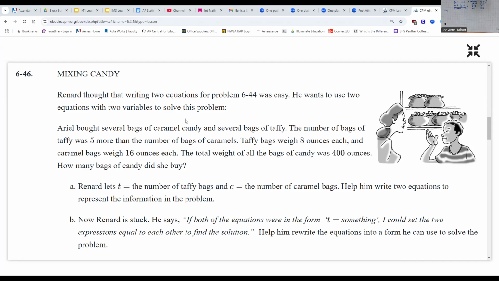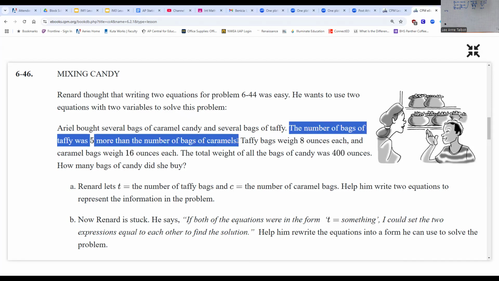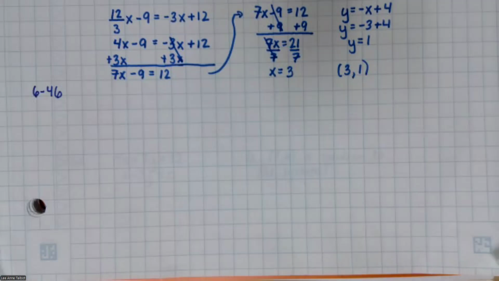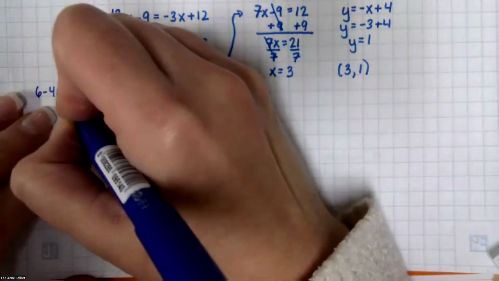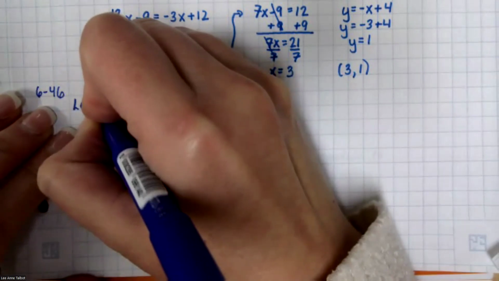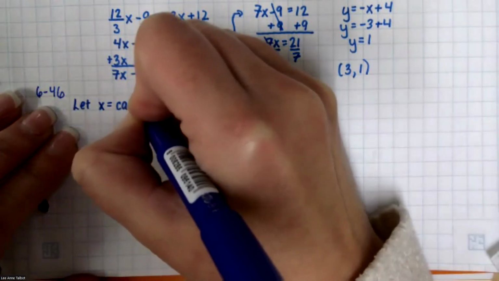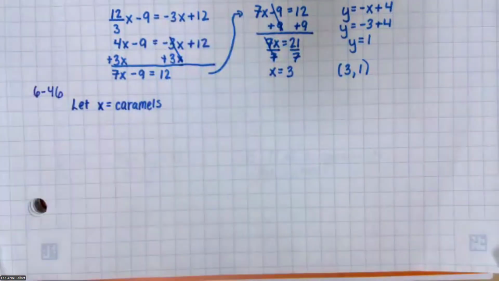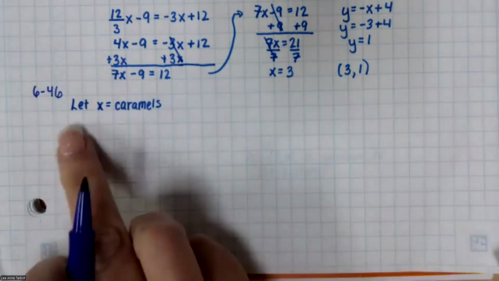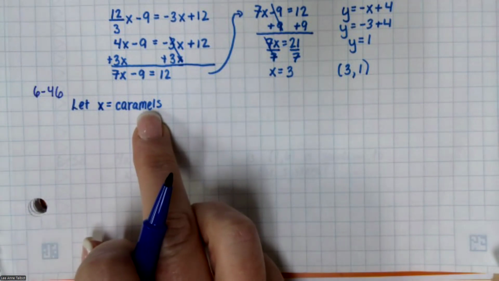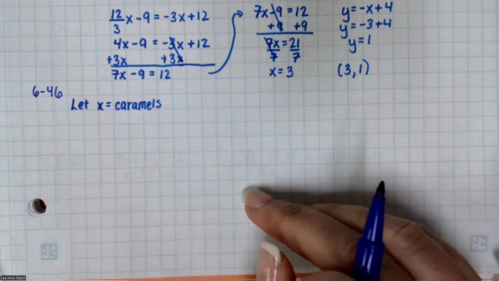Okay, anyway, the number of bags of taffy was 5 more than the number of bags of caramels. Okay, pause here. Which one do we know nothing about? Caramels. Okay, so we're going to let x equal caramels. You always want to let the letter be the one that you know nothing about. I know nothing about caramels, except for that they're delicious.